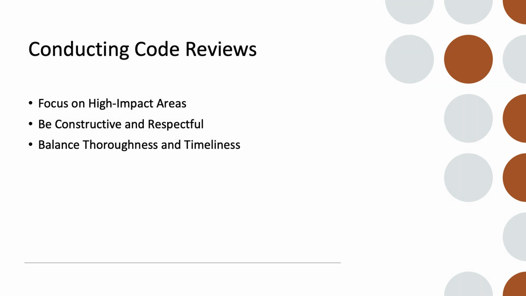Now, in general, when conducting code reviews, it is important for reviewers to focus on high impact areas that are critical to the functionality, the performance, and security of the code. So this may involve prioritizing certain aspects of the code, such as complex algorithms, sensitive data handling, or areas that are prone to bugs and vulnerabilities.